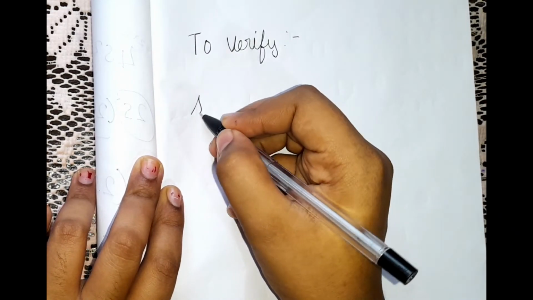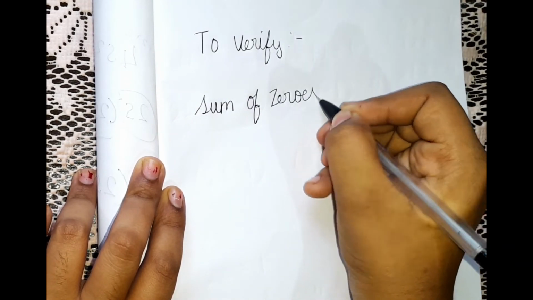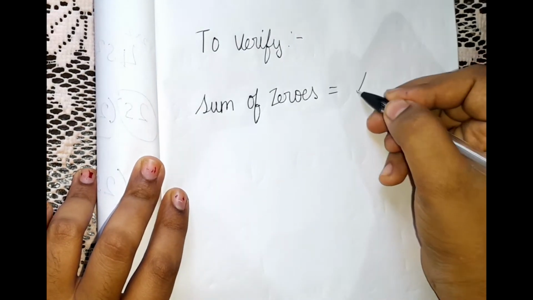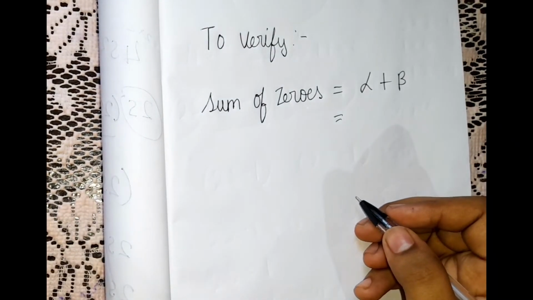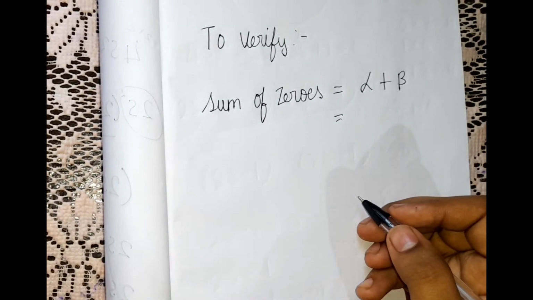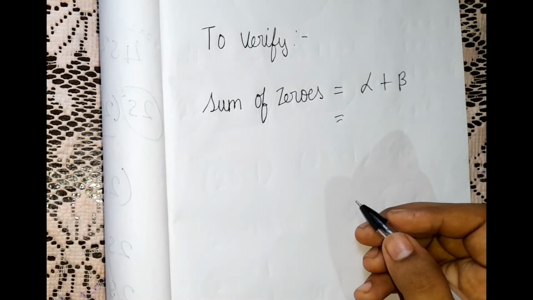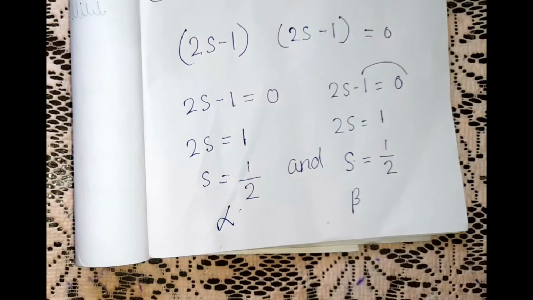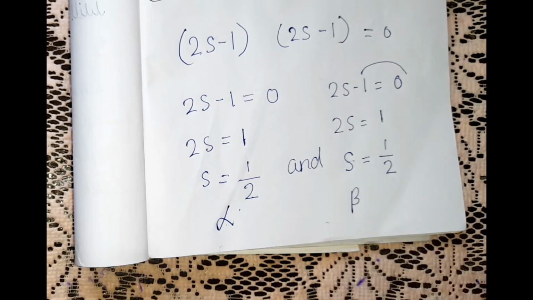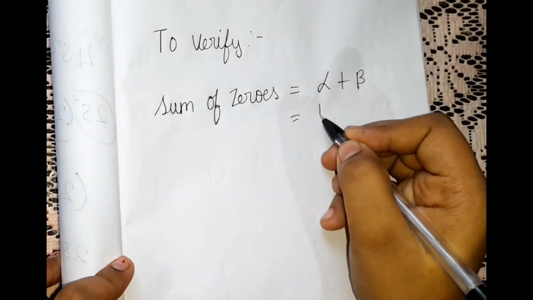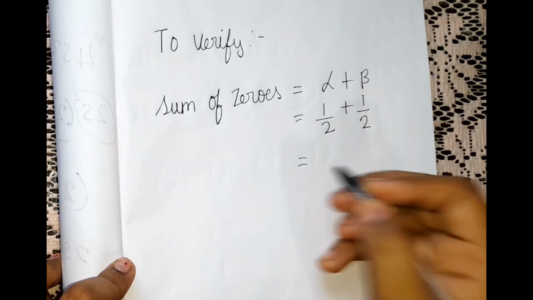Now let's write the first formula, that is sum of zeros is equal to alpha plus beta. As you guys know, the alpha value is 1 by 2 and the beta value is 1 by 2. So let me just show that. Here the alpha value is 1 by 2 and the beta value is 1 by 2. Okay, so let's write 1 by 2 plus 1 by 2, okay, is equal to.